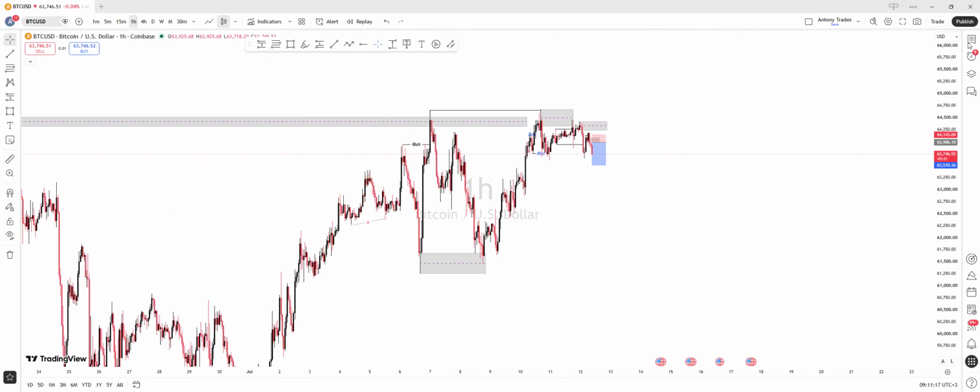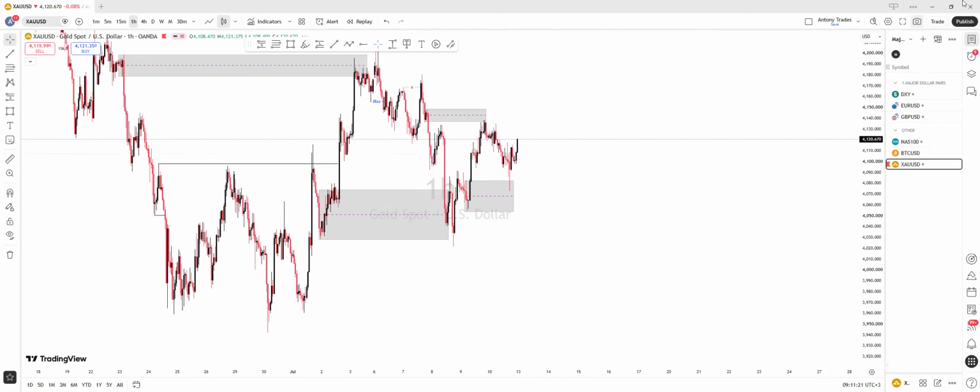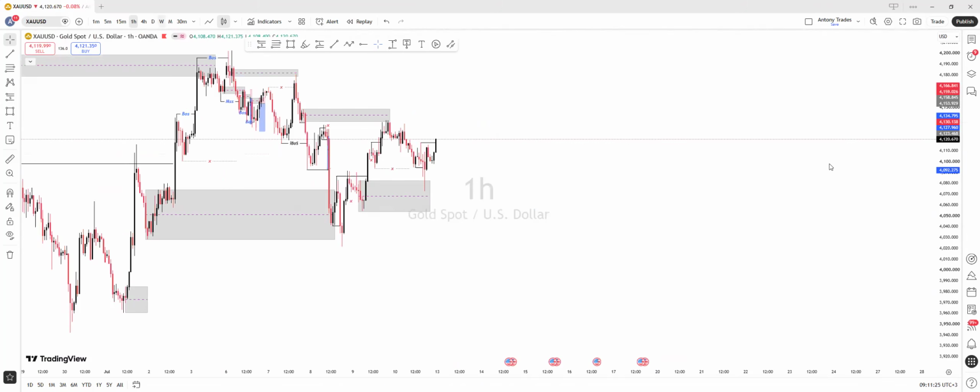Okay. So let's move on to the next pair that we're going to analyze today, which is gold, of course. What are we seeing on gold? Starting from the daily time frame.